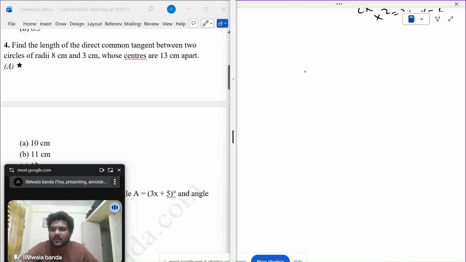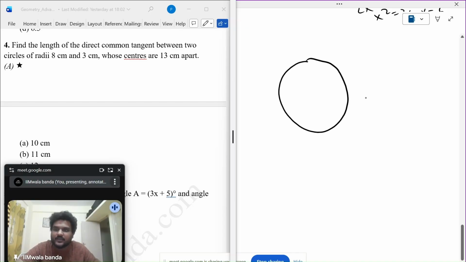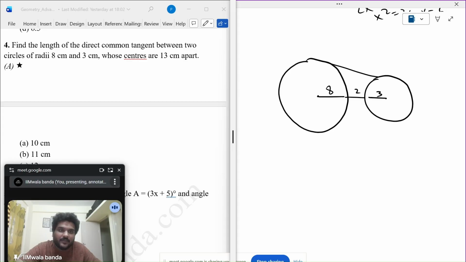Find the length of the direct common tangent between two circles of radii 8 and 3, whose centers are 13 apart. So basically, their radii are 8 and 3, and their distance total is 13, 8, 9, 10, 11. So this must be 2. And length of the direct common tangent between the two circles. So let that be the tangent. So I need this.